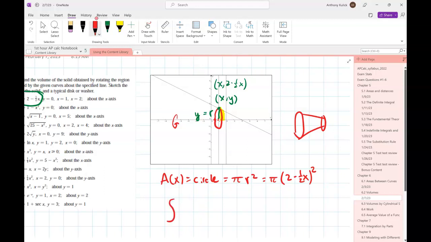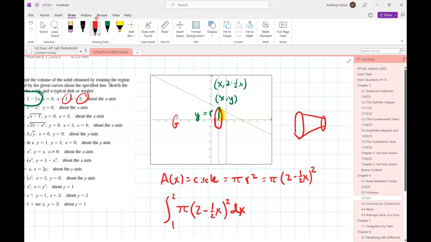Okay. So let's set up our integral now that we've identified our area function. What are the bounds for our integral? 1 to 2, yep, because we're just going along the x-axis. We have our area function with the dx on it. Everybody okay with the setup so far?